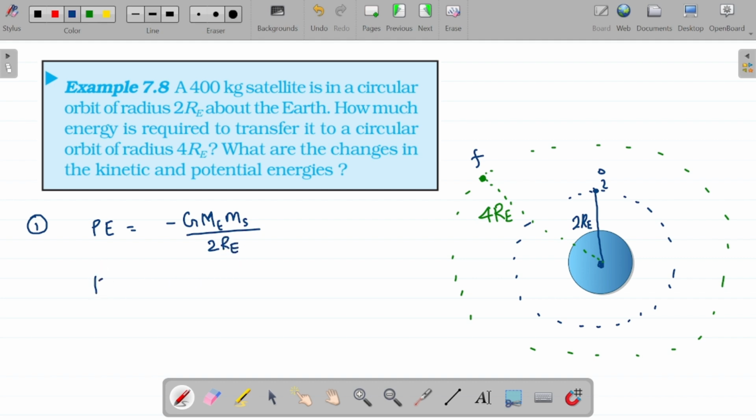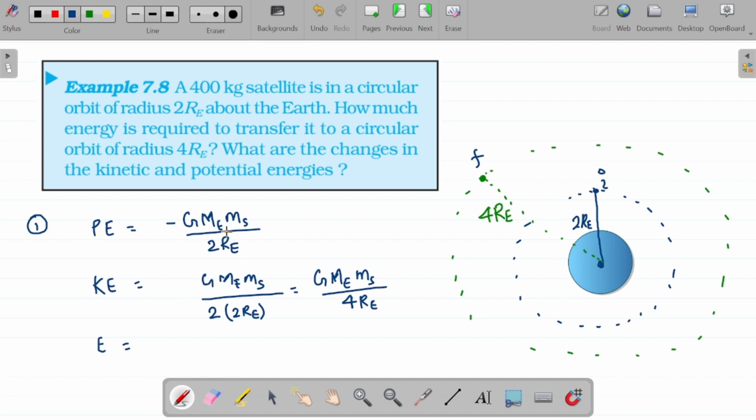Now, what is its kinetic energy? Kinetic energy is G ME MS divided by twice the orbital radius. So this will be 2 RE, and ultimately it is G ME MS over 4 RE. And then what will be the total energy in this case? The total energy in the initial situation will be kinetic energy plus potential energy.